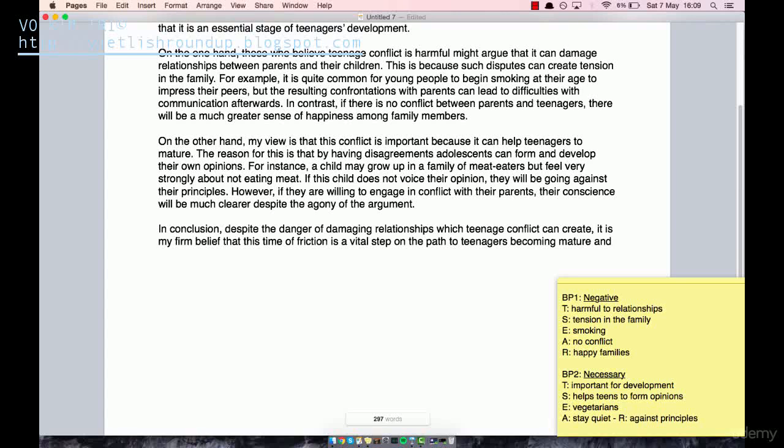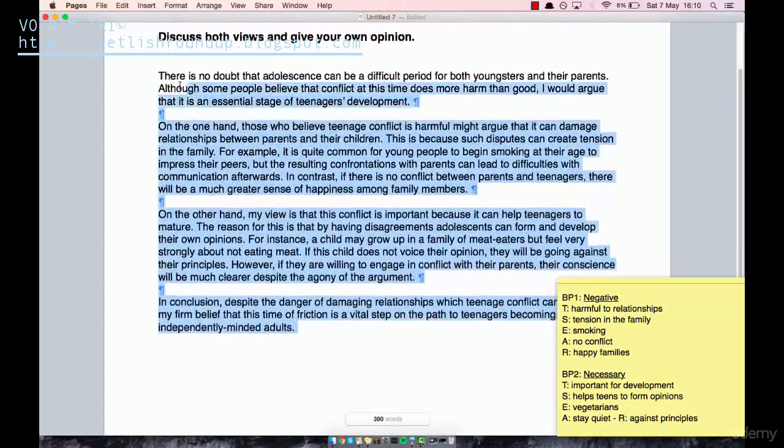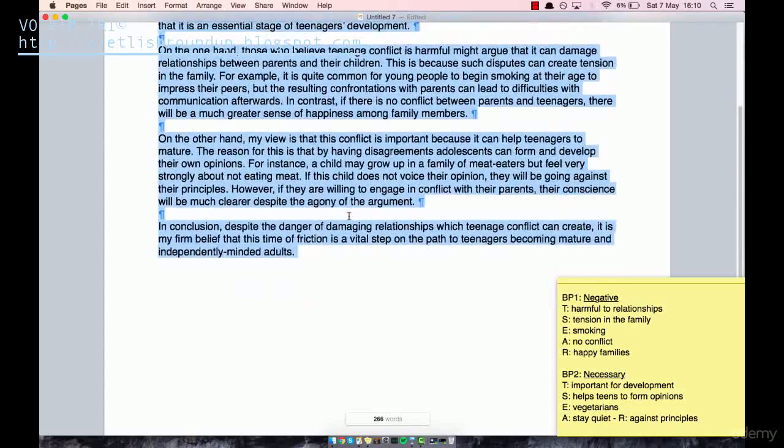And a nice bit of word formation here. I'm going to put two words together and I'm going to join them with a hyphen. Independently minded. So you're joining an adverb with an adjective there. Adults. Let's look at the word count. 266. So we are more than enough over on the word count.